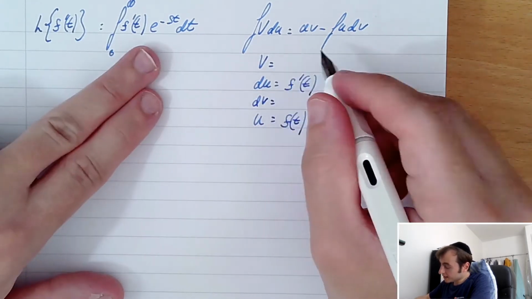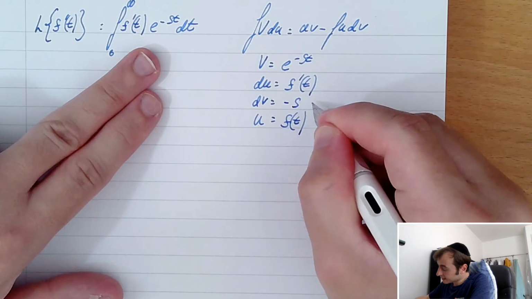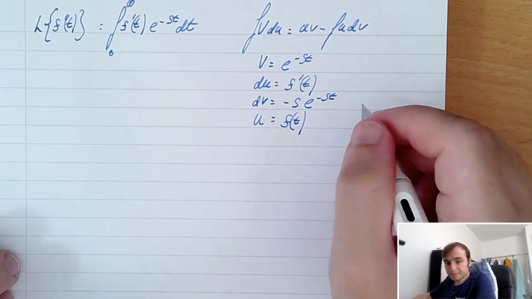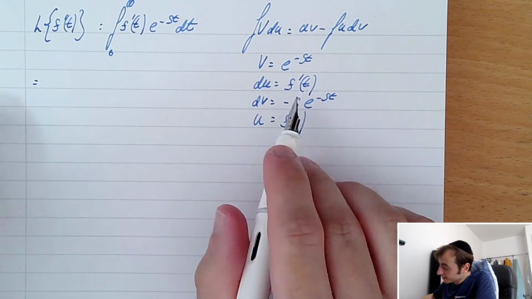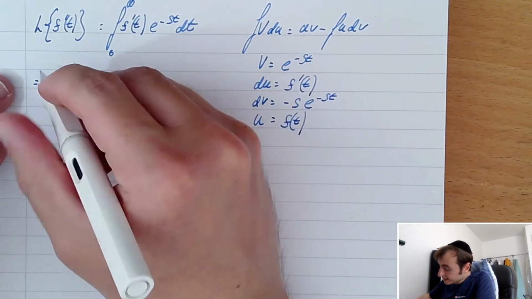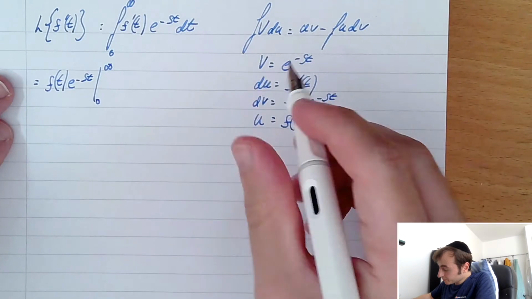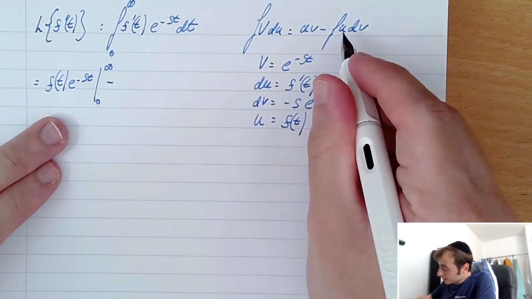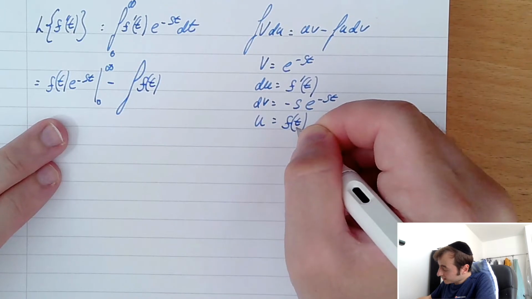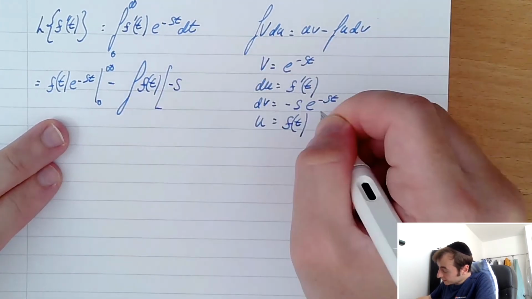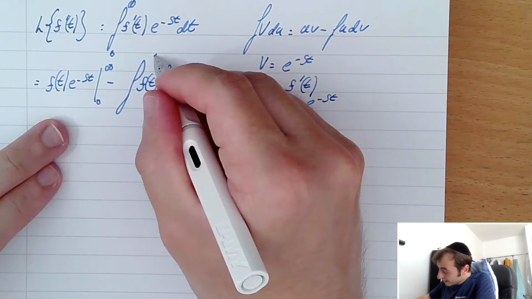And we'll have du over here, and then u is just going to be e to the minus st. So if we differentiate that with respect to t, we'll get minus s e to the minus st. So let's rewrite that and say this equals uv, which is f of t e to the minus st, evaluated at the limits, minus the integral of f of t times minus s e to the minus st dt, again evaluated between positive infinity and 0.